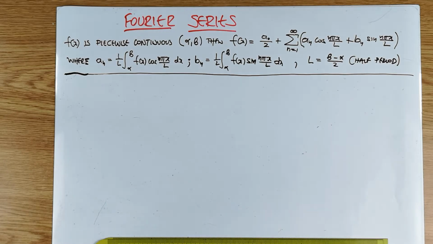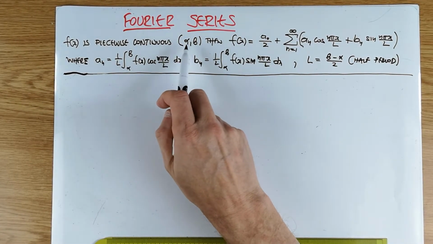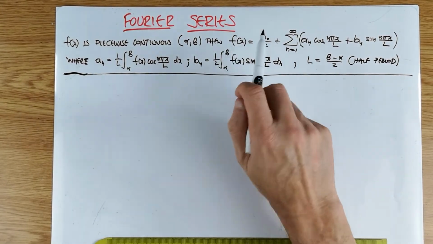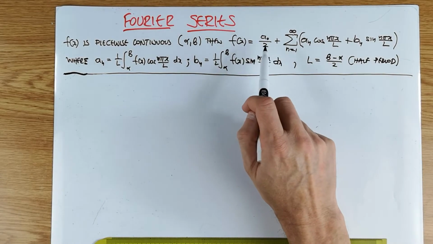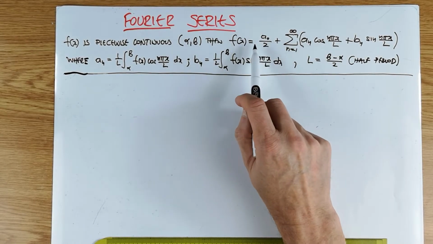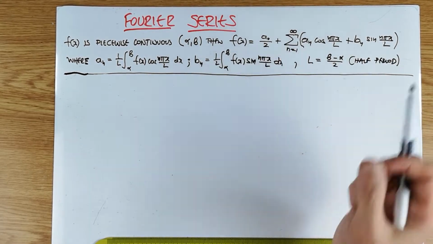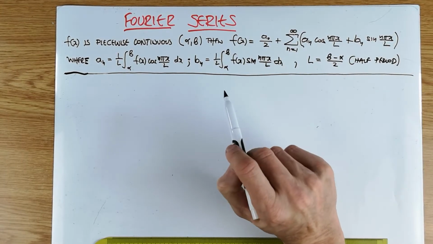So first of all, let's remind ourselves what the Fourier series theorem says. It says if f of x is piecewise continuous on some interval alpha to beta, then f of x can be approximated by this thing here. Actually, I did say approximate, but it is equal to if we go to infinity. It will be approximate, of course, if we take a finite number of terms in this particular series.